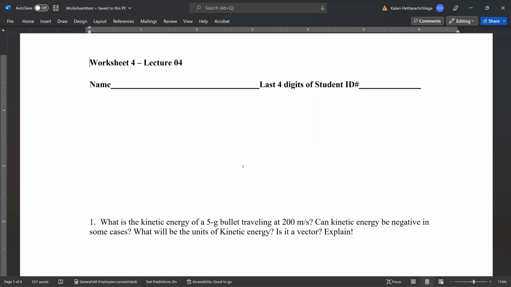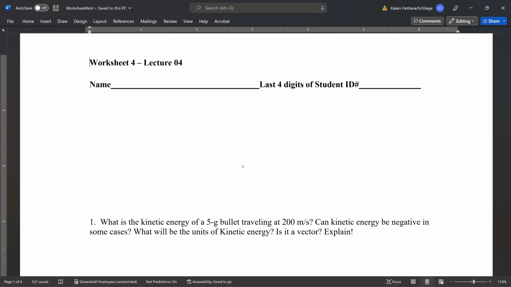Okay, so this will be worksheet number 4 from lecture number 4. In this lecture, we discussed two parts. First, we discussed kinetic energy, potential energy, work done, and energy conservation. The second part of lecture 4 was about momentum. We discussed how to calculate momentum and impulse, and then momentum conservation. Now, in the first part, I'm going to briefly summarize what we have done.